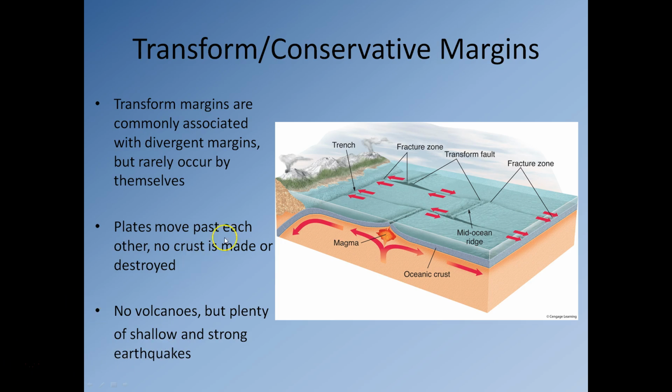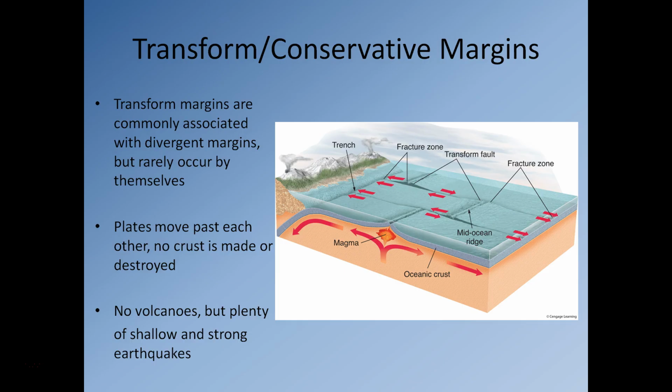Okay, so the final plate boundary are the transform or conservative plate boundaries. Now that's where pieces of crust simply move past one another. So nothing's really getting made, nothing's getting destroyed. Now, because pieces of crust are moving past one another, nothing is melting, so there are no volcanoes.